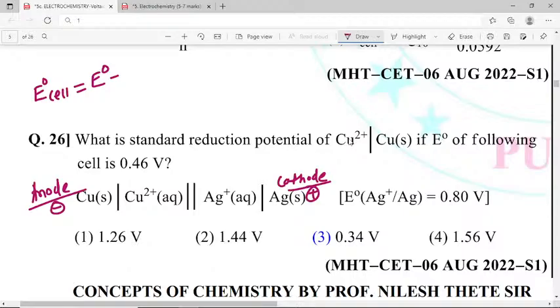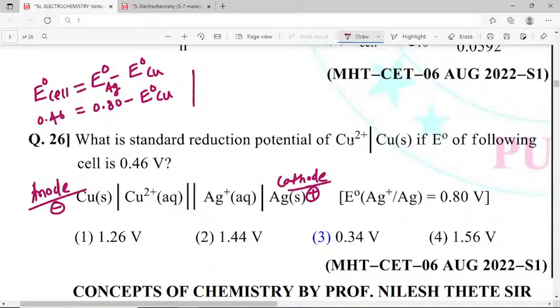E naught cathode is the silver, minus E naught, what is the anode here? Copper. So E naught cell is given as 0.46, so 0.46 is equal to E naught silver minus E naught copper, which we have to calculate. The silver value is given as 0.80, minus E naught copper.